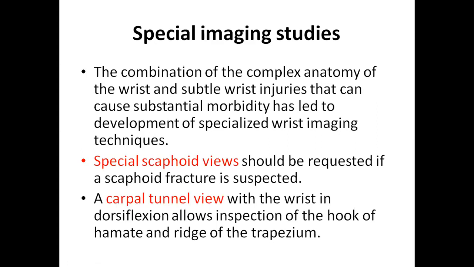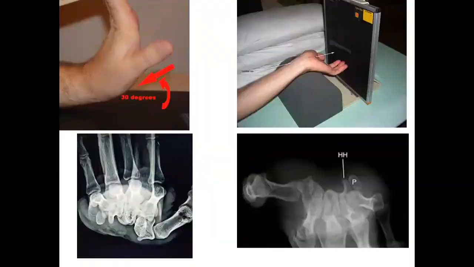Sometimes the patient may have a disrupted carpal tunnel or arch, so the best view for that is known as the carpal tunnel view, with the wrist in dorsiflexion, which allows inspection of the hook of the hamate and the ridge of the trapezium. If we look at these, these are the different positions. Both positions are correct. If we look at this one, in which there should be 30 degrees between the hand, the palmar side, and the cassette, this is also correct. As well as this position, where the direction of the x-ray will be in that direction. So both are the correct positions and both are termed the carpal tunnel view.